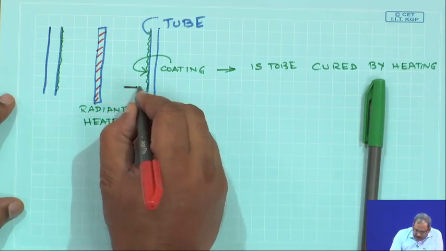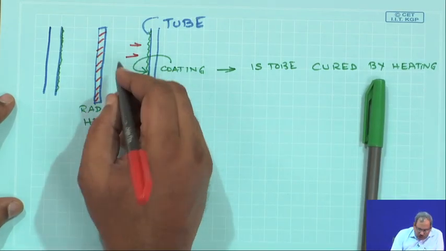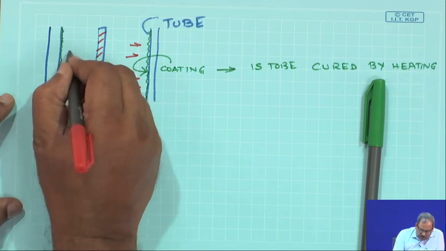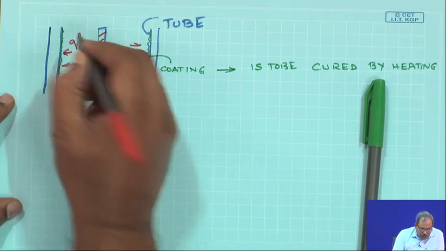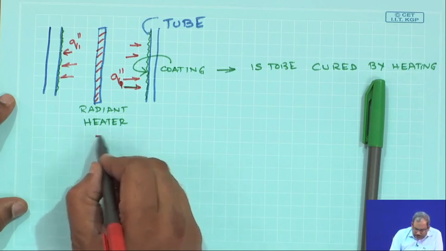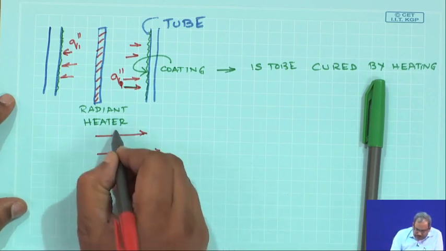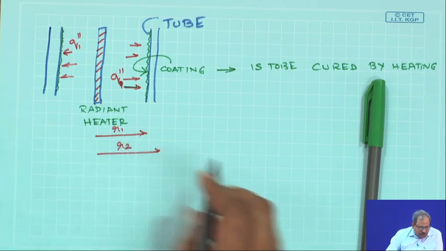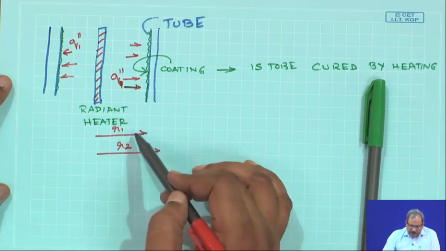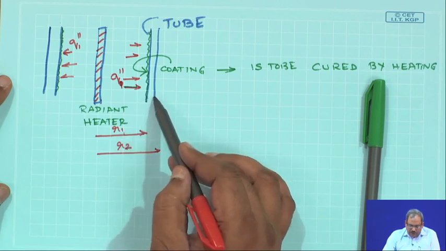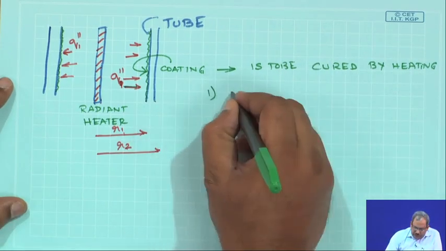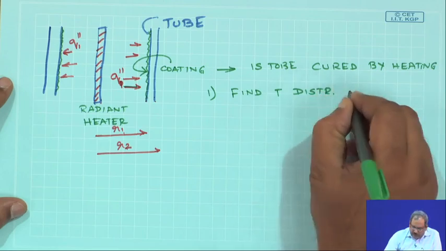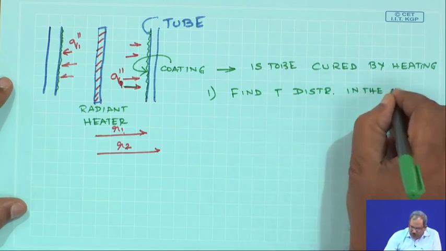The purpose of this heater is to provide a constant heat flux q 1 double prime to this. This is R1 from here to here, and from this point to this point is R2. So, this is the tube, this R2 minus R1 provides the tube wall thickness. The first part is find the temperature distribution in the tube wall.